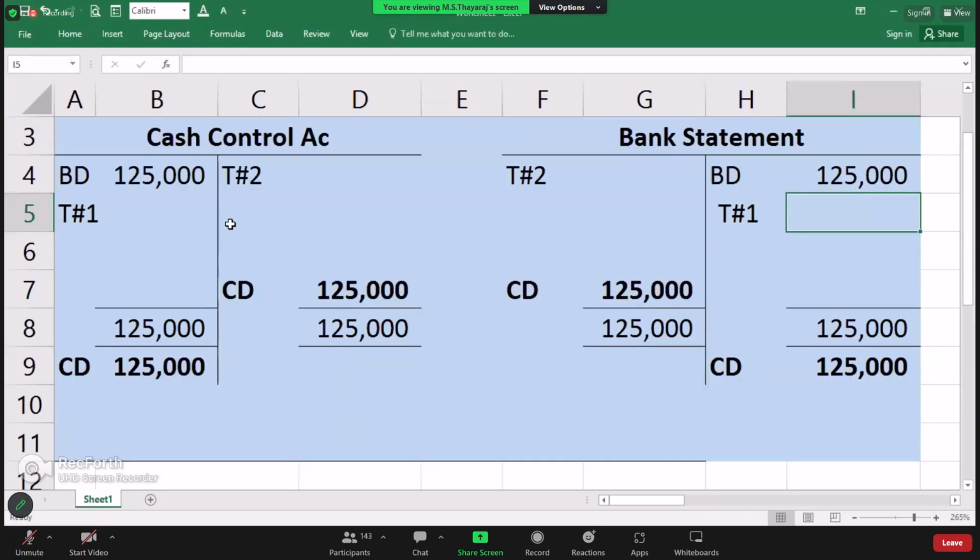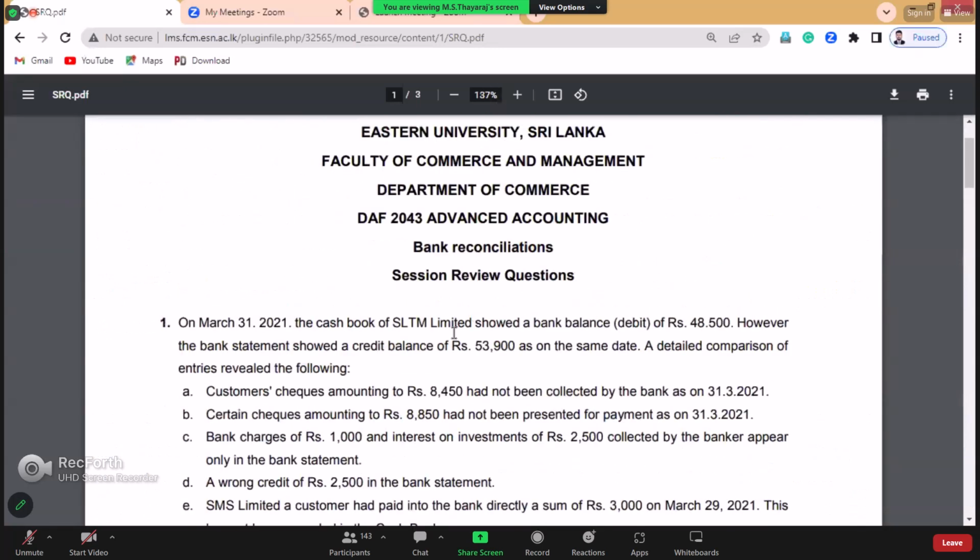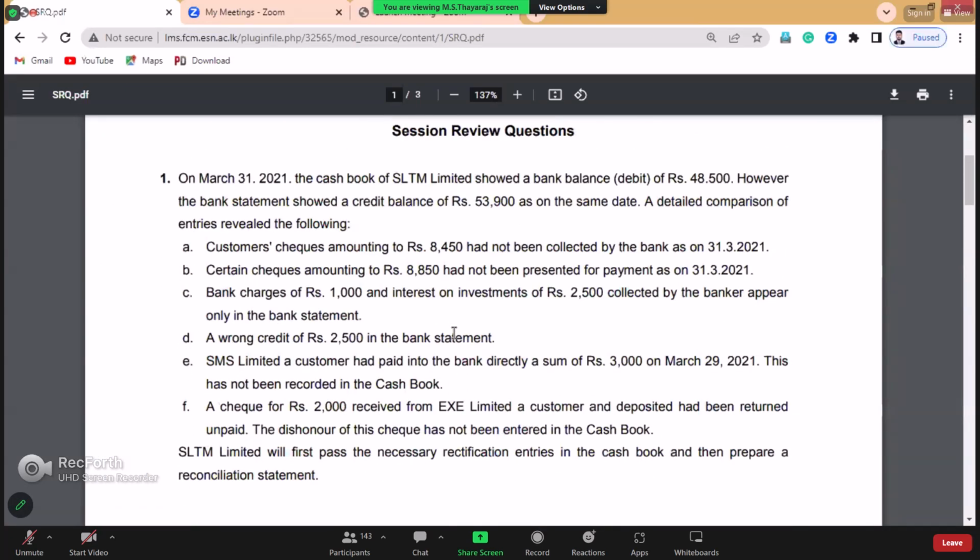So that's why I am doing this one. We assume that the opening balance in the cash book is a sample amount of 125,000, and the bank statement opening balance is 125,000. So according to these transactions, what will happen to the cash book bank balance and the bank statement? Before that, you have to identify, out of these 6, what are the transactions considered in the cash book and also in the bank reconciliation?